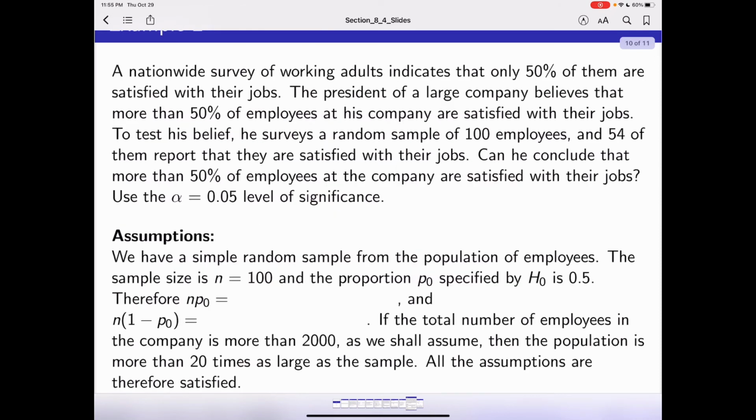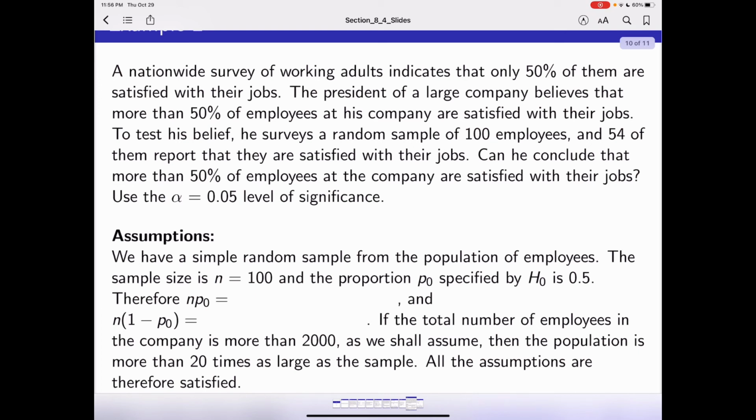An example using the critical value method, example 2. A nationwide survey of working adults indicates that only 50% of them are satisfied with their job. The president of a large company believes that more than 50% of employees at his company are satisfied with their jobs. To test his belief, he surveys a random sample of 100 employees, and 54 of them report they are satisfied with their jobs. Can he conclude that more than 50% of employees at his company are satisfied with their jobs? Use the alpha equals 0.05 level of significance.